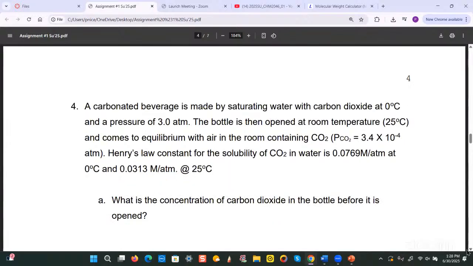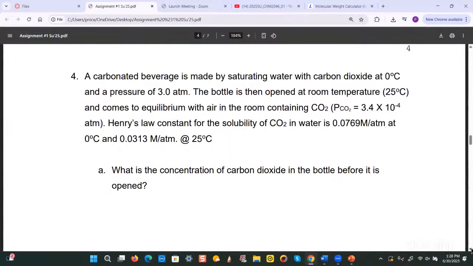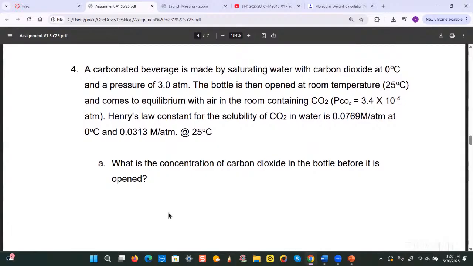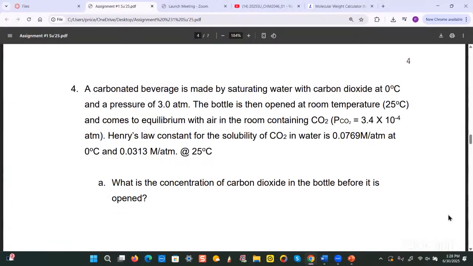Okay, so let's look at this one. Now, this one is not as straightforward, but it still is using Henry's law. I'm going to remind you of what Henry's law says: C is equal to K times P. So that's Henry's law.